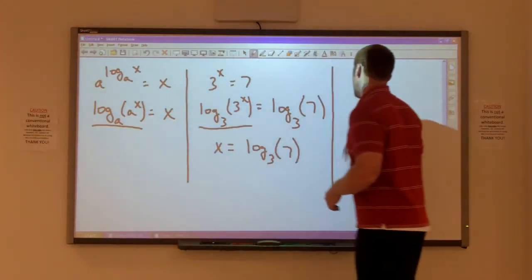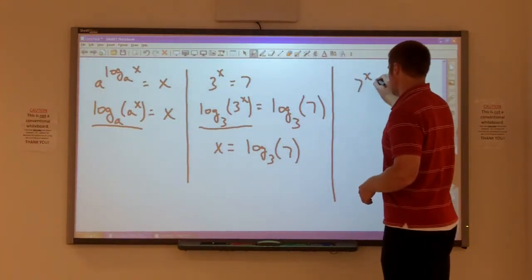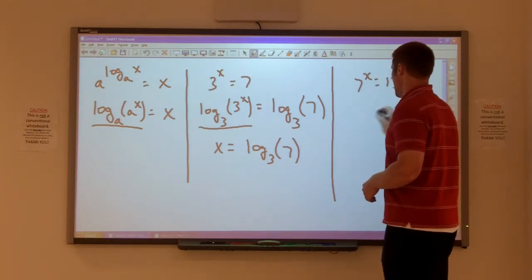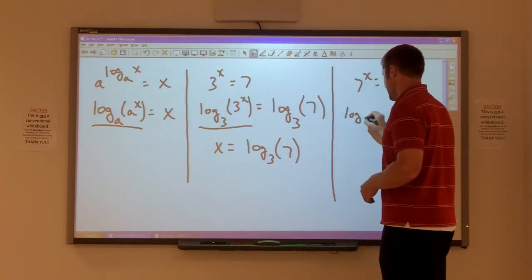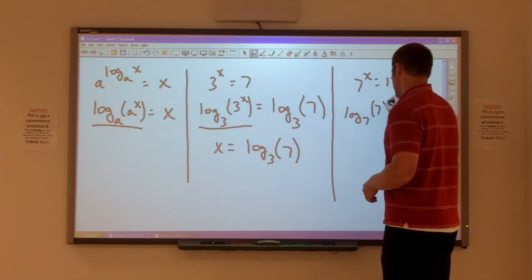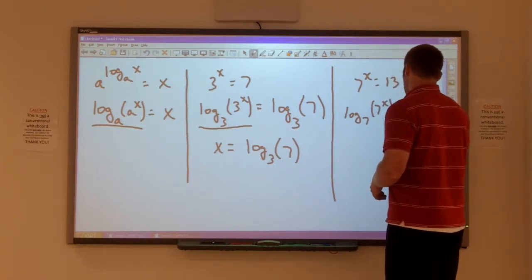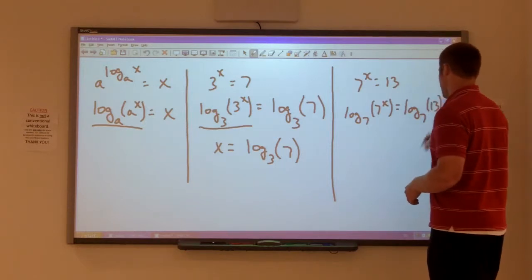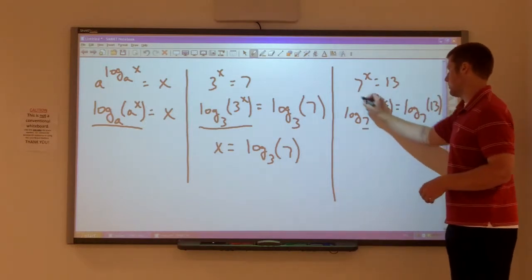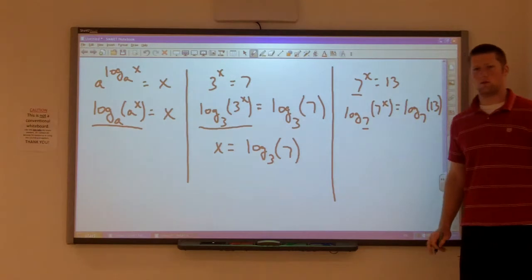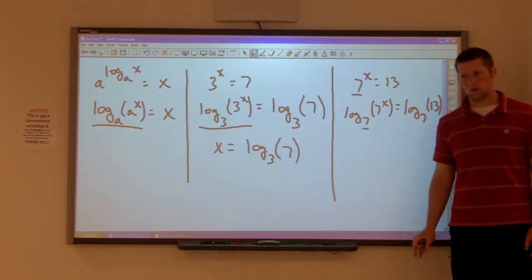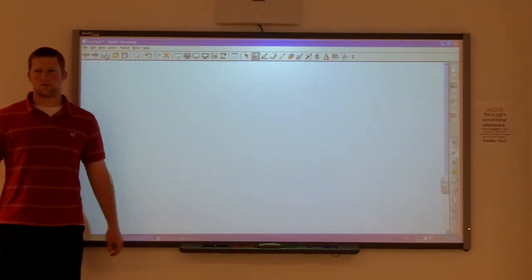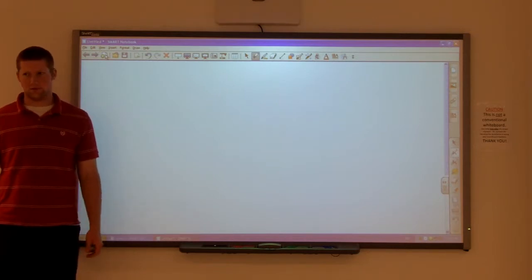So if we had a problem such as 7 to the x equals 13, we would use log base 7 of 7 to the x equals log base 7 of 13. So this number should be the same as that number when we solve these equations. Alright, so let's look at some of our basic properties of logs.